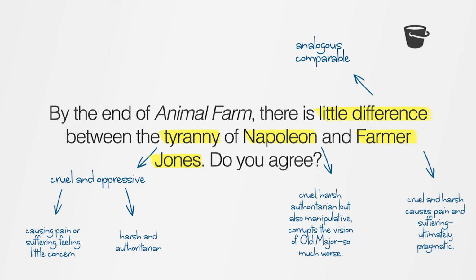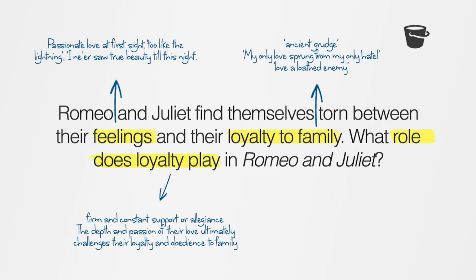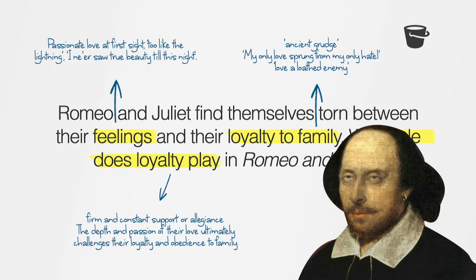In this essay topic on Animal Farm, for example, it's worthwhile precisely defining the word tyranny and focusing your response on these characters. In this essay topic on Romeo and Juliet, you not only need to define the term loyalty, but also think about its meaning within the context of the play. Should Romeo and Juliet be loyal to each other, their families, their friends? What happens when these loyalties are challenged?